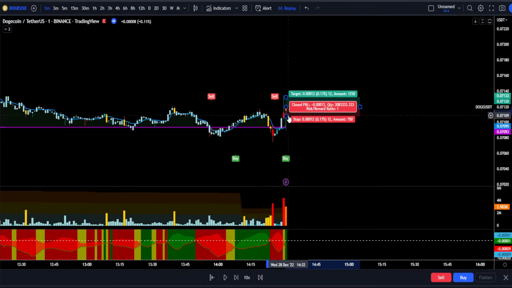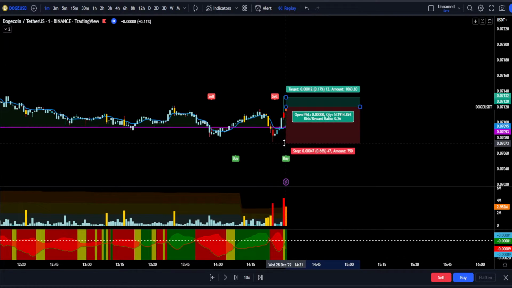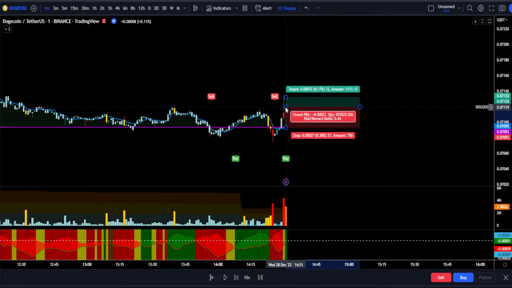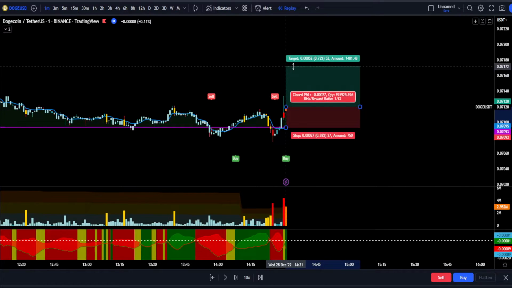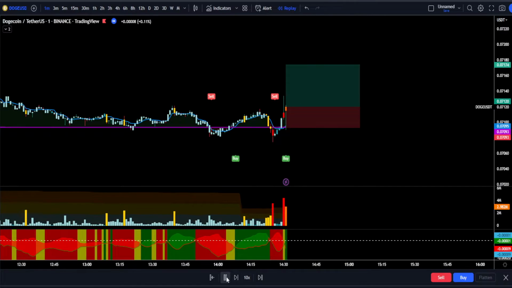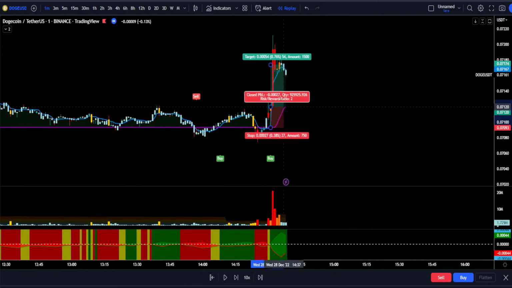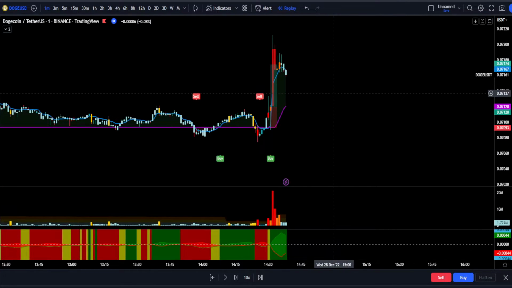Our stop loss will be set at either our most recent swing low or our purple line. It just depends on which of these 2 prices is closer to your entry point. Then our take profit target will be set at 2 times the risk. And as you can see there, we had a nice successful trade.